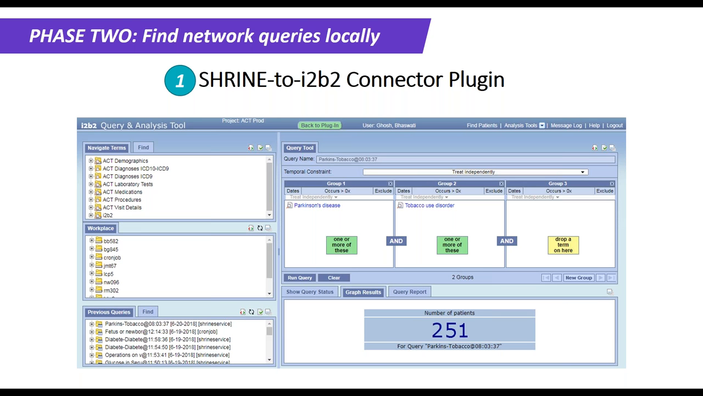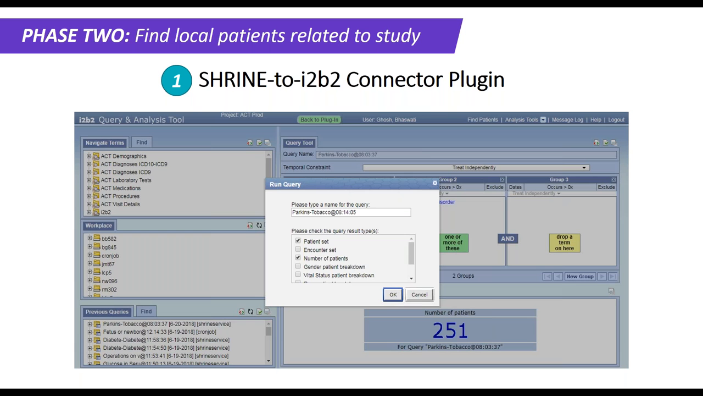And at this point, it's still just an aggregated count. You need actual patients to work with. How to do that? It's easy. You just hit the run query button there. You have to basically rerun this query in your i2b2 web client, in your i2b2 environment again. So when this dialog pops up, check on the patient set and run it again.